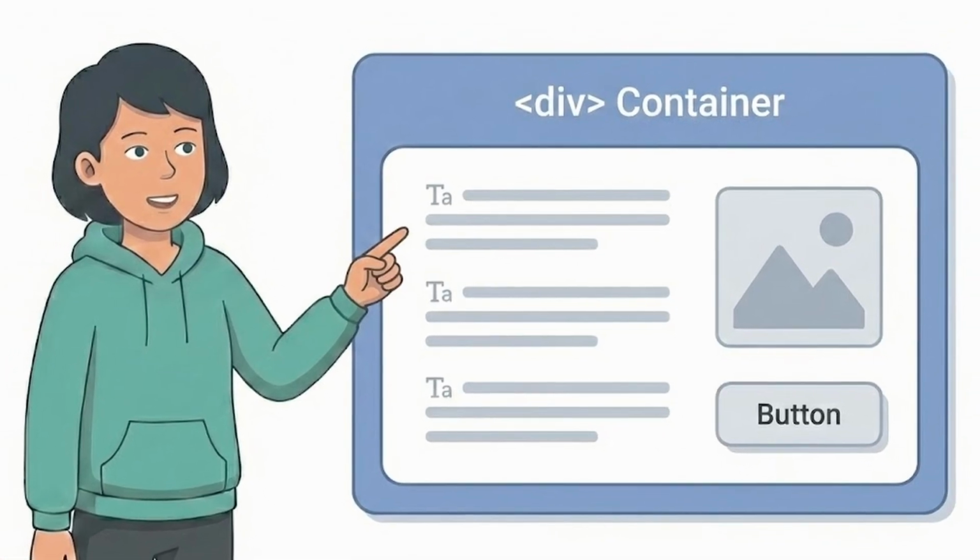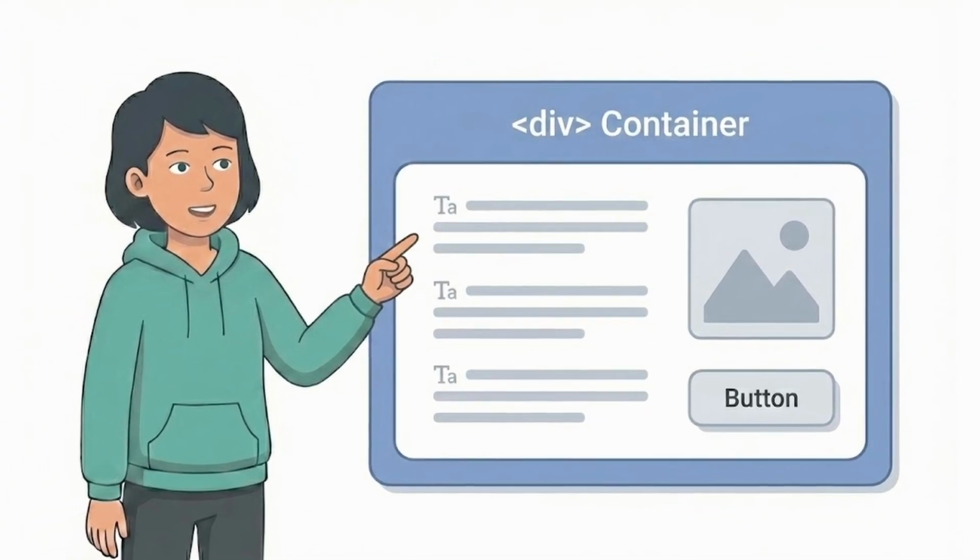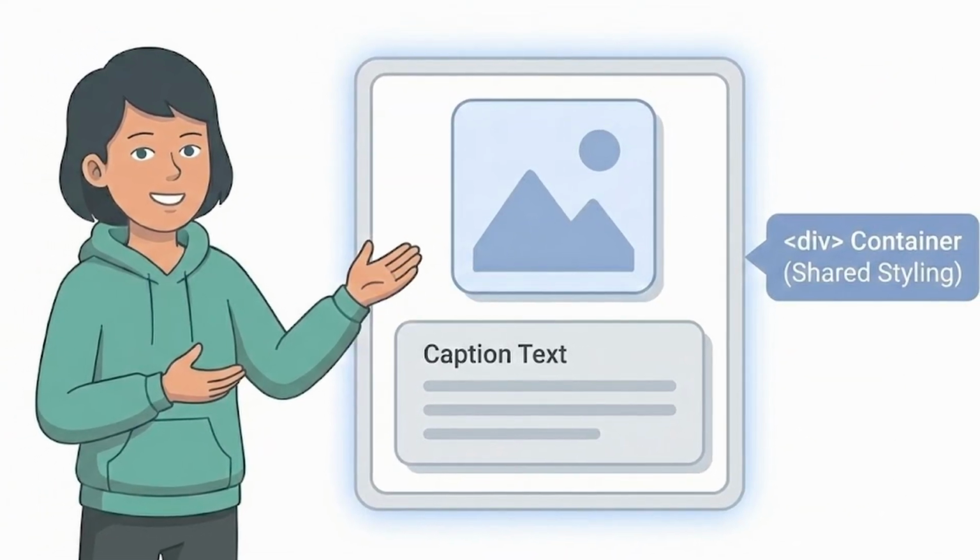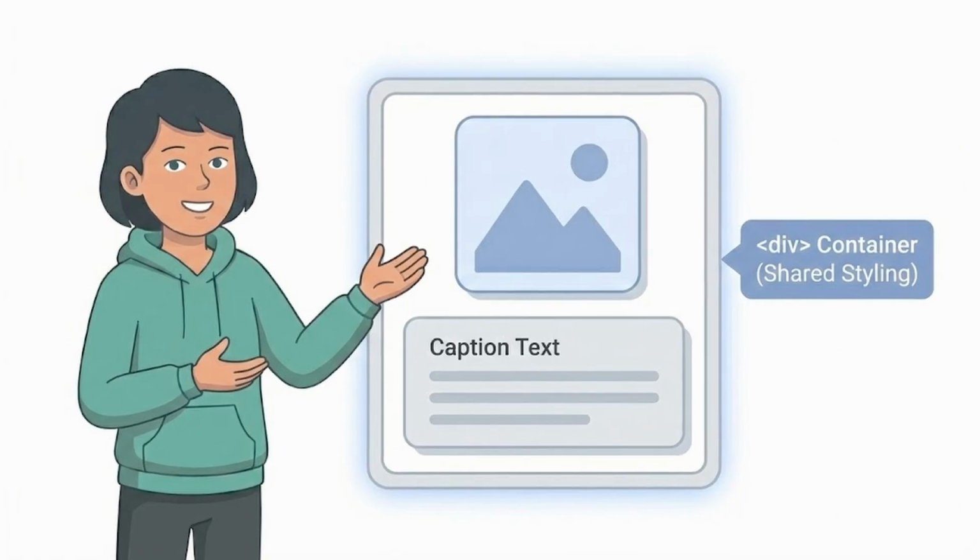So we use div to group elements together for styling, like wrapping a photo and a caption, so we can put a border around them.